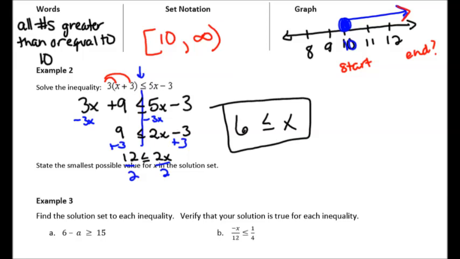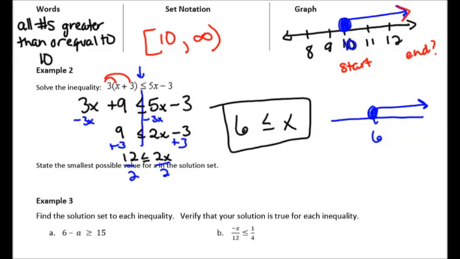Now, talking about this solution set, 6 is less than or equal to x, okay? So what does that really mean? 6 on the number line is less than or equal to all of the x values that we're talking about. So 6 is the smallest number on this number line. All the other numbers have to be greater than that, okay? So think about what that means.